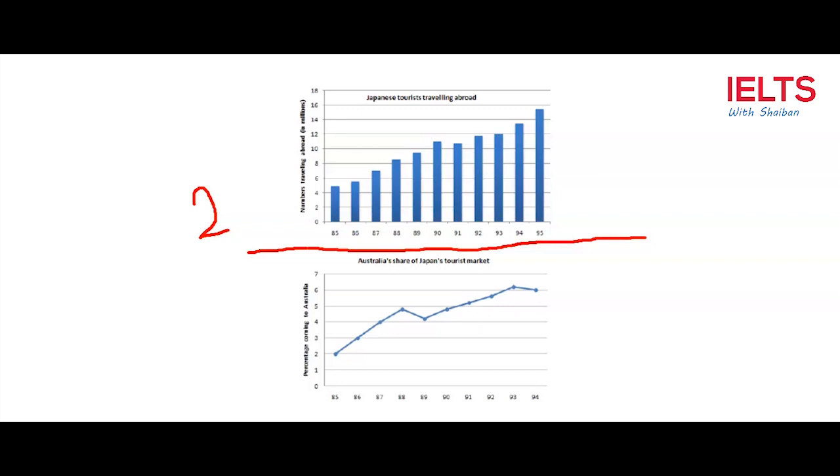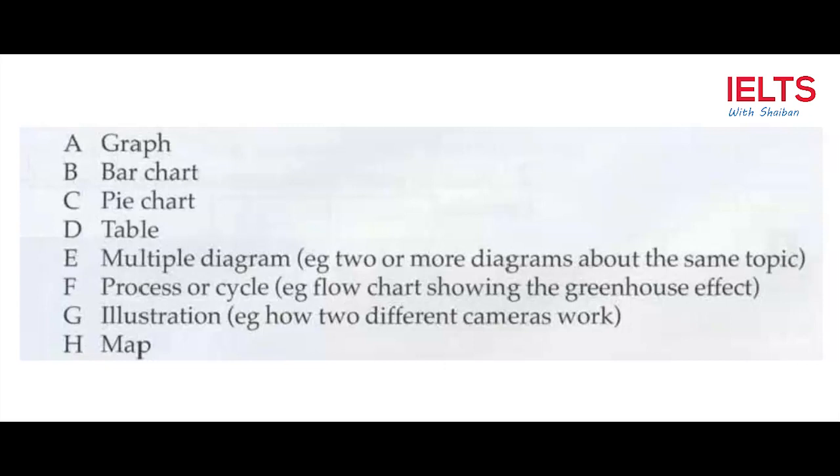One nice technique is to separate them. I mean, you can talk about the first graph first, then secondly, you come and describe the second graph. In this way, you'll cover both of them. To summarize, IELTS Task 1 is just to write an academic summary, and this academic summary covers, as I said previously, graphs, bar charts, pie charts, tables, multiple diagrams, that means more than 1 diagram, maybe 2, maybe 3, maybe even 4, and a process or a cycle, and illustrations and maps.